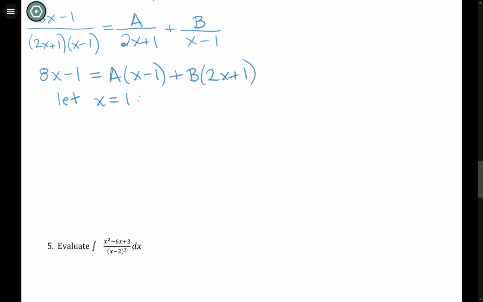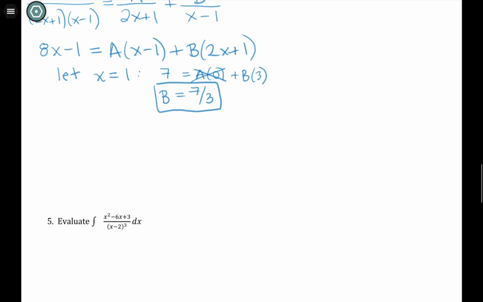If x equals 1, on the left I get 8 times 1 minus 1, so 7. On the right I get a times 0, which is going to go away. And then I get b times 2 times 1 plus 1, so b times 3, which means that b is going to equal 7 divided by 3. Okay, to find a, I'm going to do what I mentioned earlier. I'm going to let x equal negative 1/2.